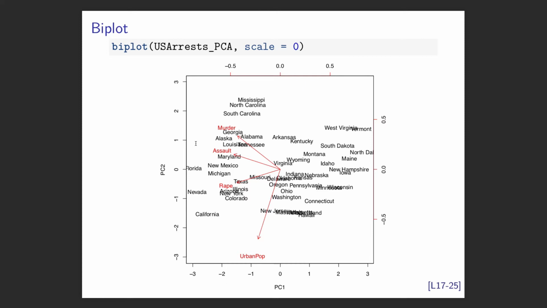So we wouldn't use this for any explanatory power? I'd be very careful about using it for that. So what we want to see is patches of points. I'll show you an example now to illustrate.